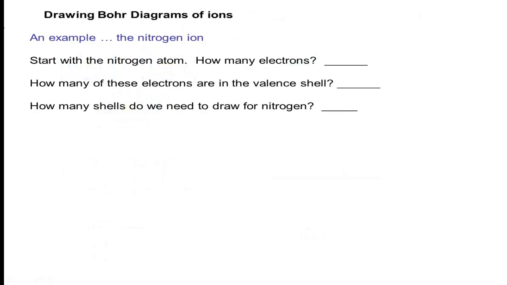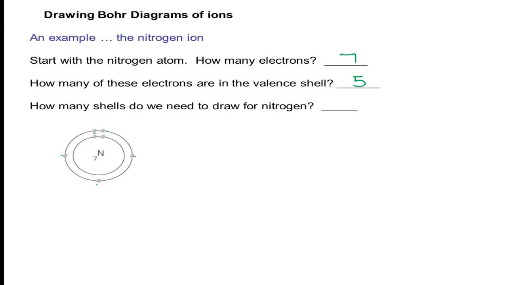Okay, we're now reaching the point where you should actually try to draw a few of these ions yourself. So the one we're looking at here is the nitrogen ion. Start with a nitrogen atom again. Just as it is on the periodic table, you've got atomic number 7. So, how many electrons? It's atomic number 7, we have to have 7 electrons. Get my trusty little pen working here. So 7. How many of these electrons are in the valence shell? Let's see, I see 1, I see 2, I see 3, 4, 5 valence electrons.